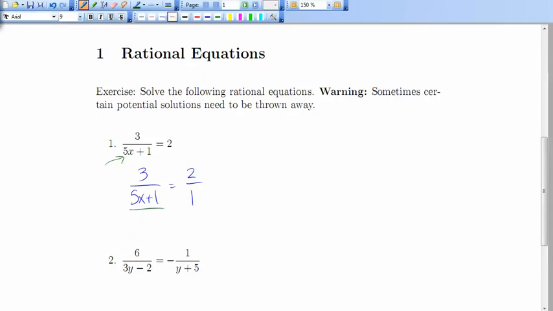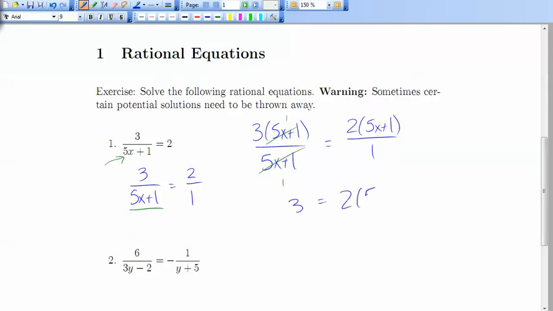And what we're going to get is 3 times 5x plus 1 over 5x plus 1 is equal to 2 times 5x plus 1 over 1. Now you'll notice, of course, that we get a 5x plus 1 that cancels out on the left-hand side, and we're left with 3 is equal to, well, something over 1. I can just write it as 2 times 5x plus 1.